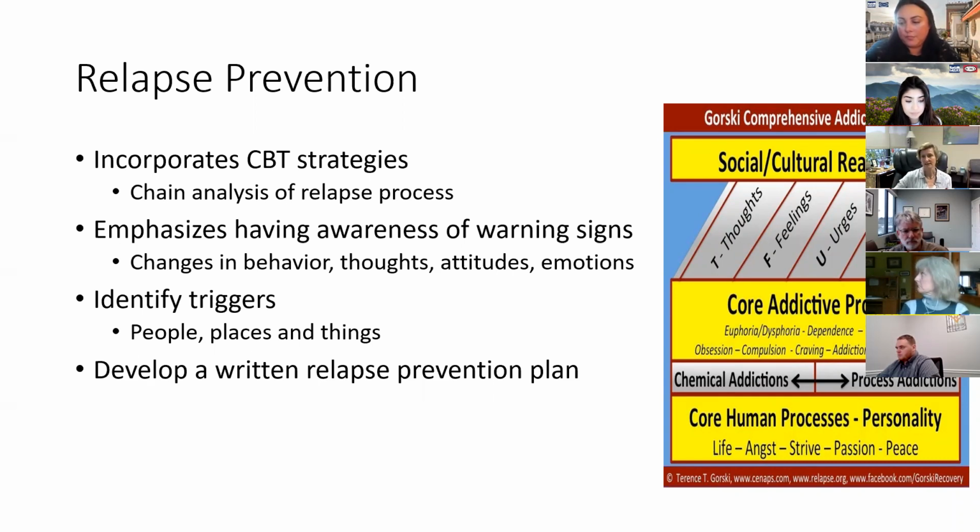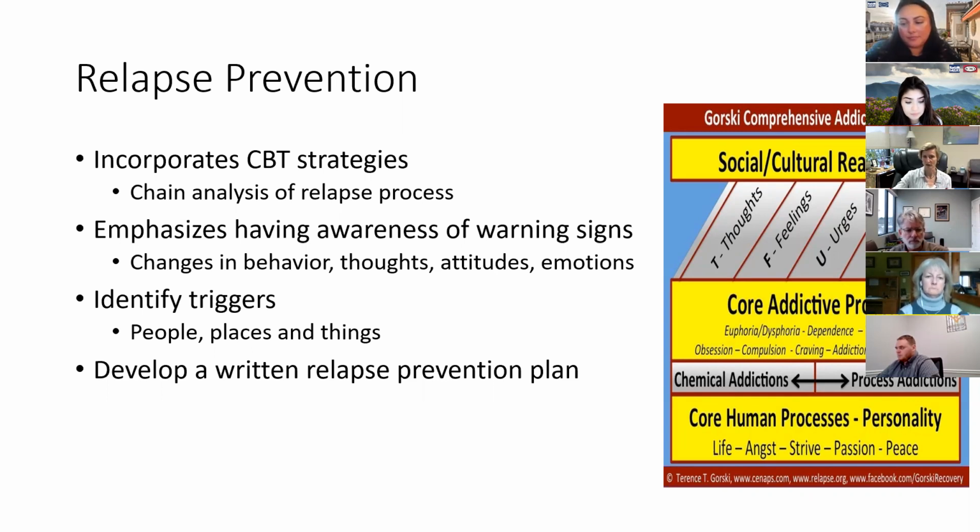And then people, places, and things. Obviously, this is fairly common language that we use in terms of helping people understand their triggers and their relapse risks. It's also very helpful to have a written relapse prevention plan.